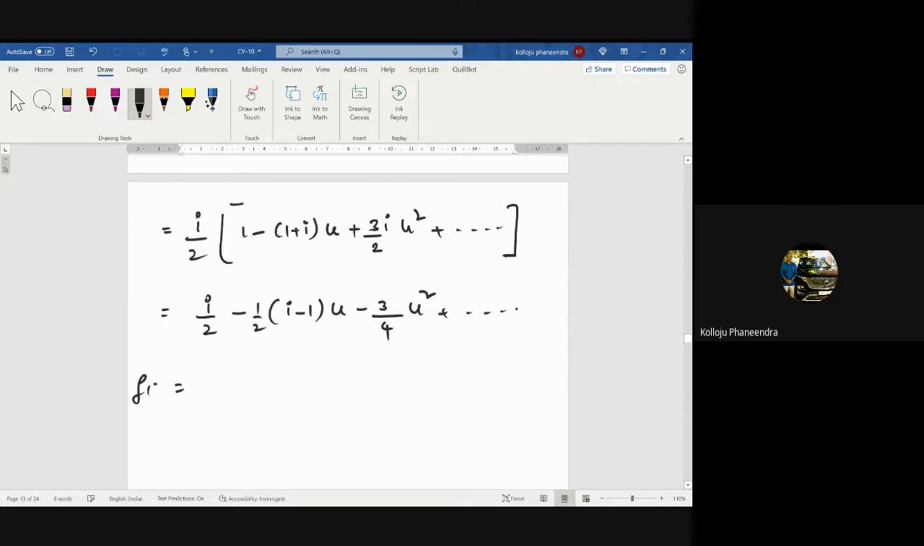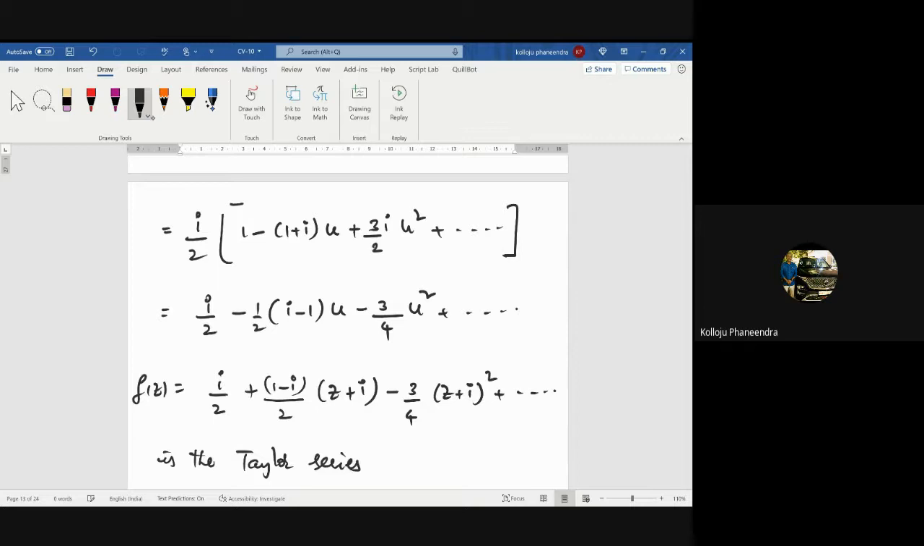Now at last, substitute. Now f of z equal to i by 2. This is the constant. Plus (1 minus i) by 2. What is the u value? z plus i. Now you substitute 3 by 4, (z plus i) whole square, and so on, is the Taylor series.